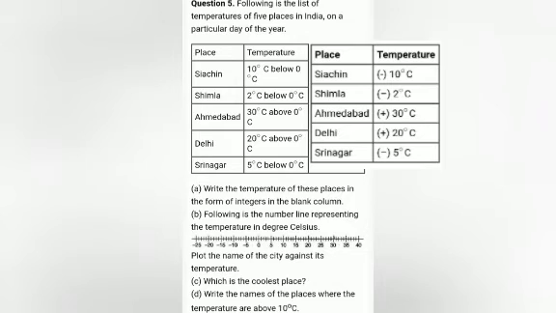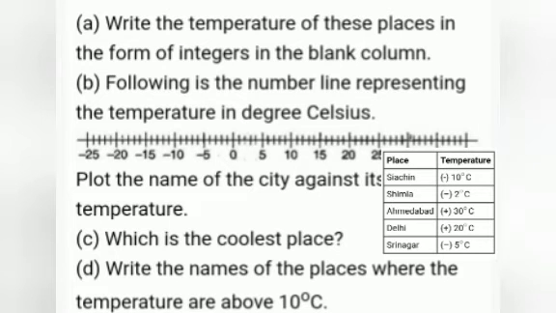So below 10 degrees is -10, above 30 degrees is plus 30. You see Siachen 10 degrees below is -10, Shimla 2 degrees below 0 degrees is -2, Ahmedabad 30 degrees above 0 degrees is plus 30, Delhi 20 degrees above is plus 20, Srinagar 5 degrees below is -5 degrees. Based on that only we will be answering the rest of the questions.